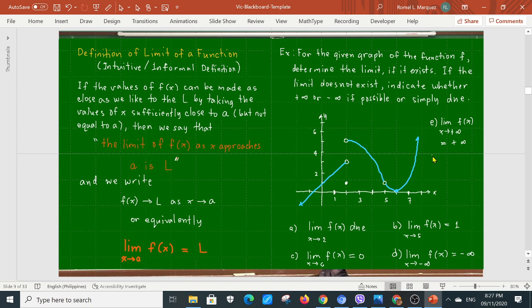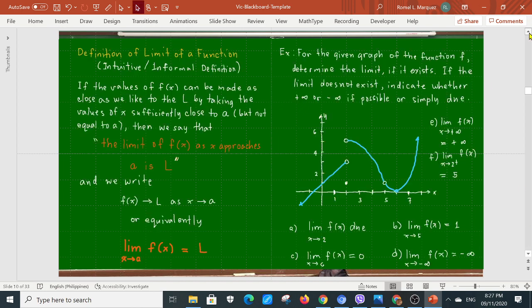Letter F. Limit as x approaches, let's say, positive 2 from the right. What's the answer? From the right? 5. Okay. Do you understand, guys? From the graph, how to read? Let's have another one.